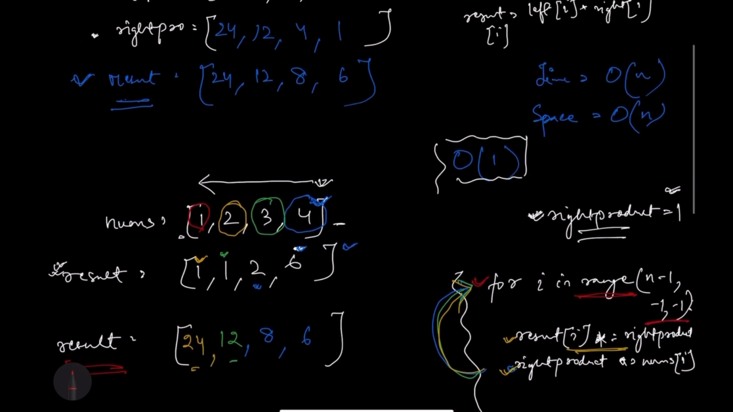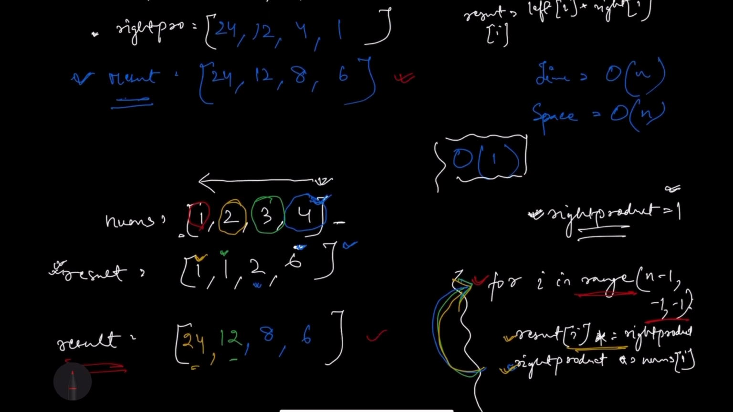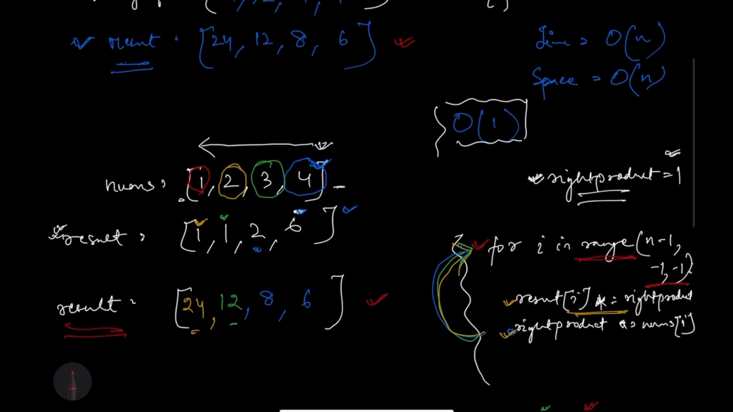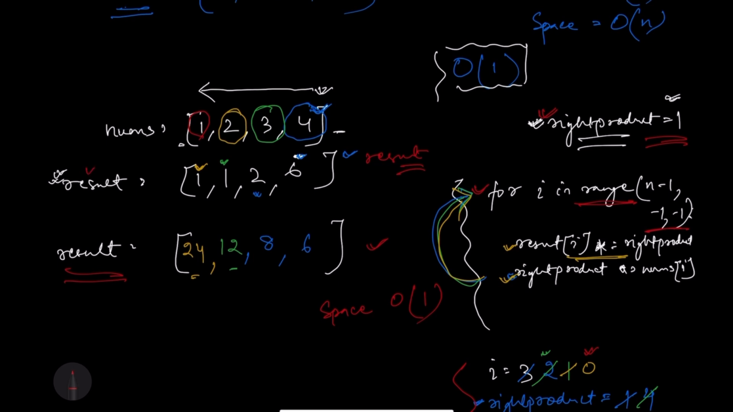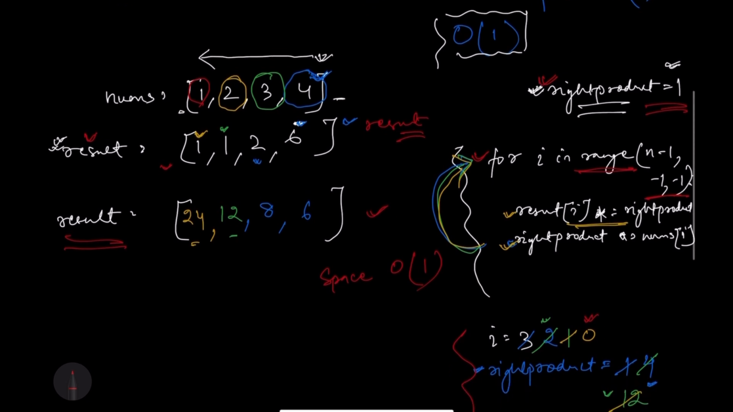Now this is the same as the one we found here, but we are just using our result array, and therefore our space complexity is now O of 1, as we are using just a variable to keep our right product, and we are keeping the left product in the result array itself, and then we are modifying our right product with the help of a for loop. So yeah, that would be it.